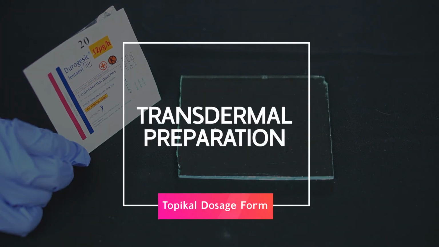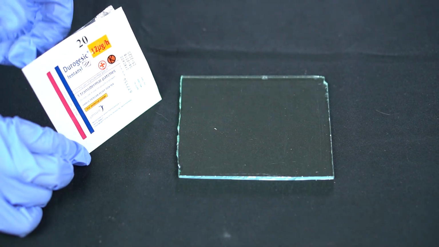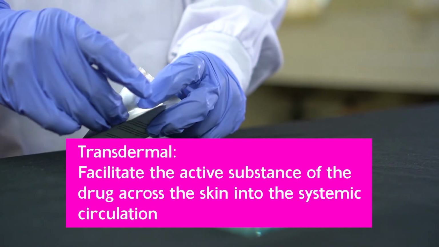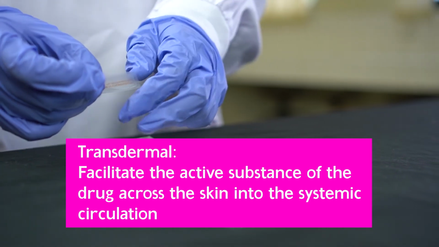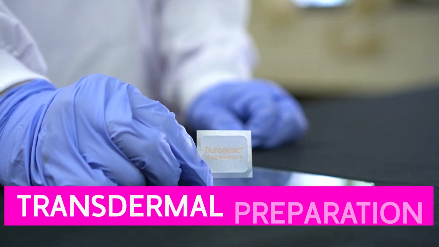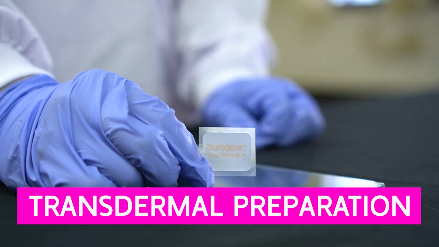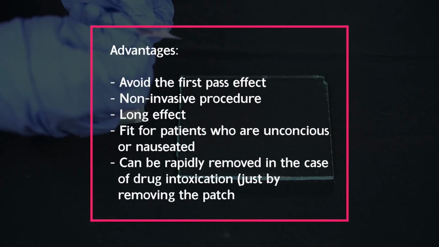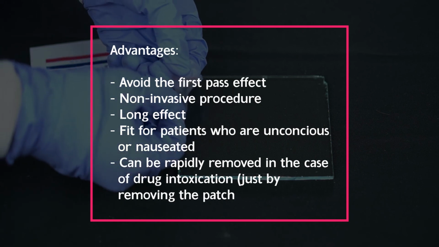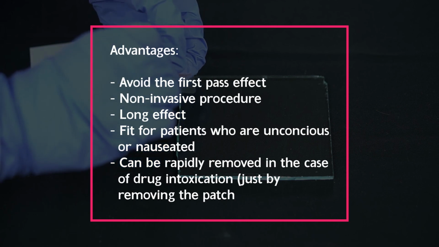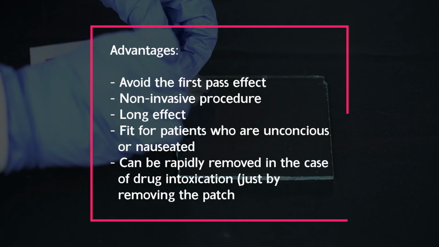The last topical dosage forms we will discuss are transdermal preparations. Transdermal preparations facilitate the passage of the active substance of the drug through the skin into the systemic circulation to produce a systemic effect. The advantages of this preparation are that it avoids the first pass effect of the liver, is comfortable for the patient because it does not require invasive procedures, and can have a long-lasting effect.